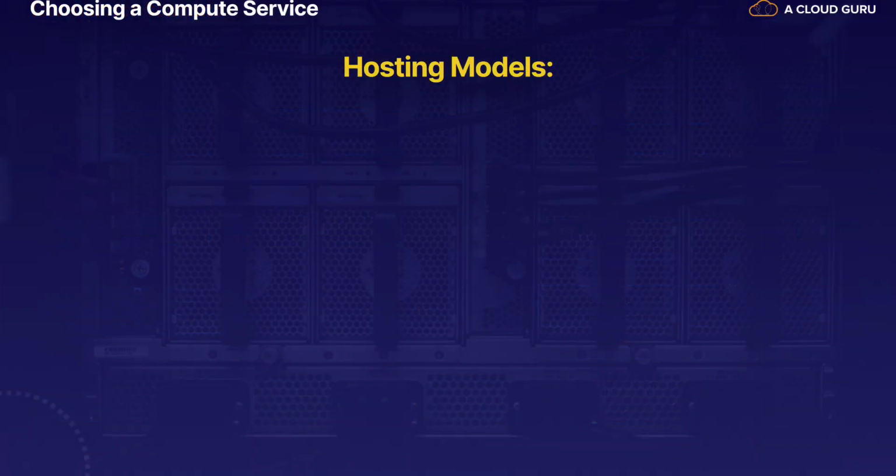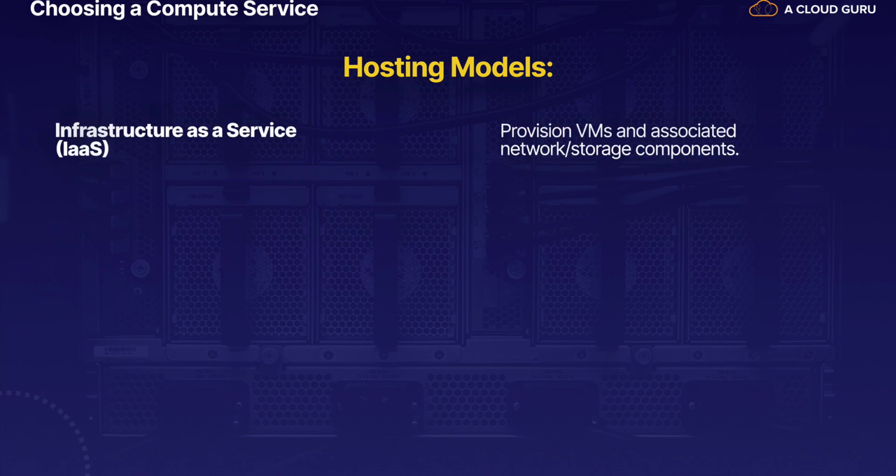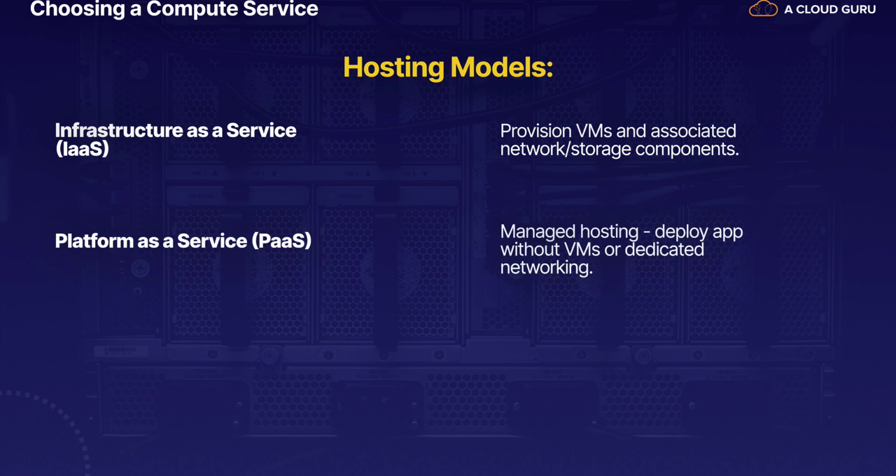So let's take a look at the hosting models that we're going to have available to choose from. We're looking at three categories here. Infrastructure as a service, that's provisioning VMs and associated network and storage components. This is the typical infrastructure stuff that you have probably done 1,000 times over. Next, you have platform as a service. So that's managed hosting. That's deploying an app service or a database without a VM or any dedicated networking that has been pre-configured for that purpose.